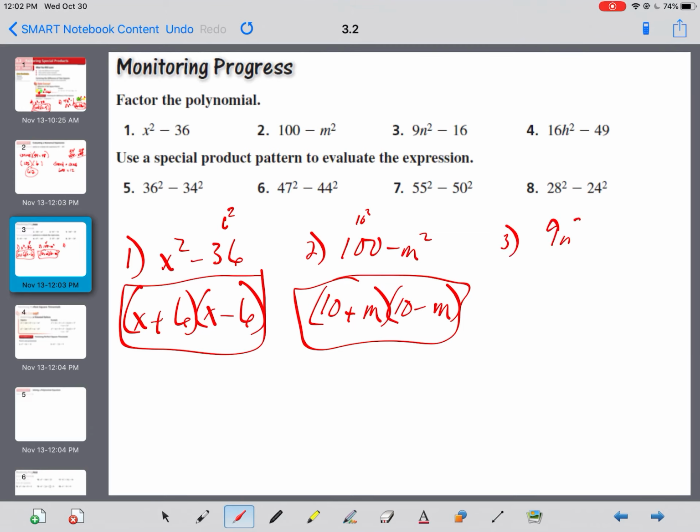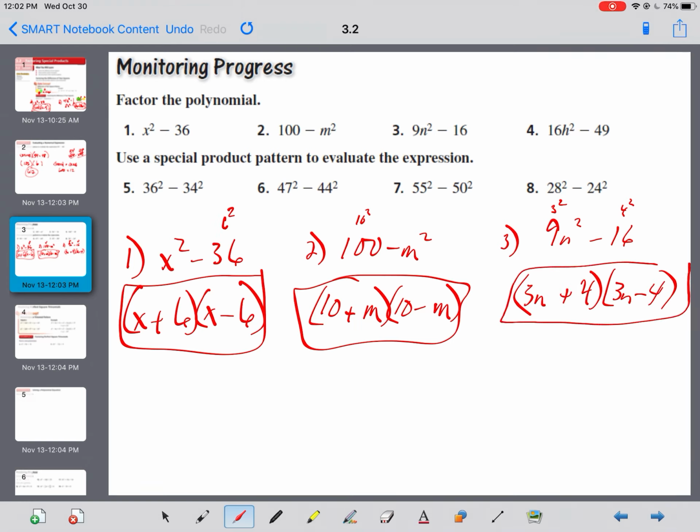Number 3, 9n squared minus 16. Well, 16 is 4 squared and 9 is 3 squared. So in my parentheses, there's going to be a 3n in each. There's going to be a 4 in each. One's plus, one's minus, and that's just the pattern and how it goes. The tricky part is you have to know your squares.